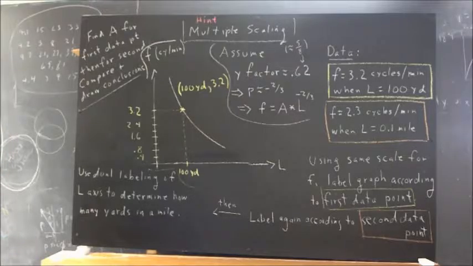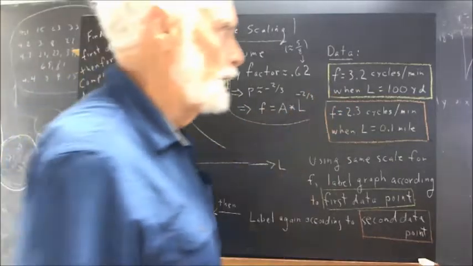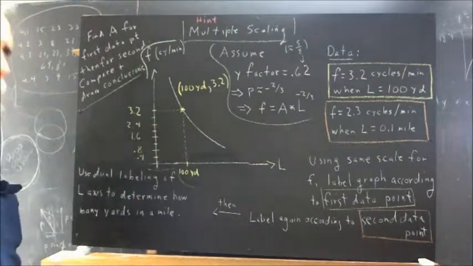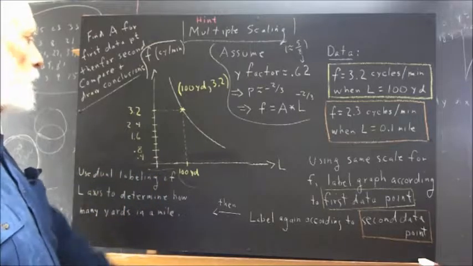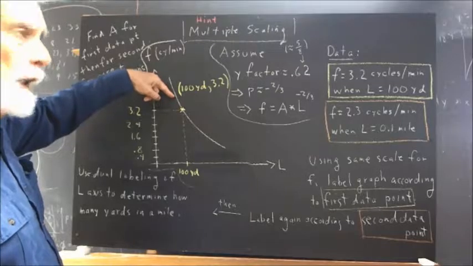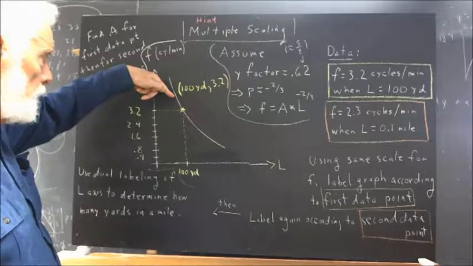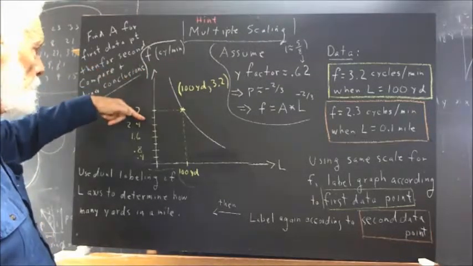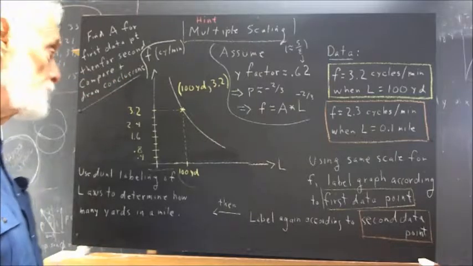Now, where are we going to put this data point? It should be obvious to you now, but let's just be sure we understand. Okay, can I just pick any point? Can I put it here? Well, I can't put it here. Why not? Because here corresponds to a frequency that's more than 3.2 cycles per minute.